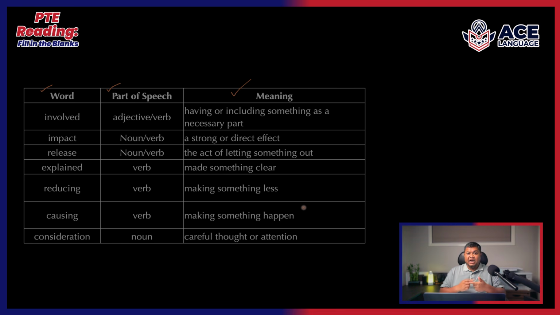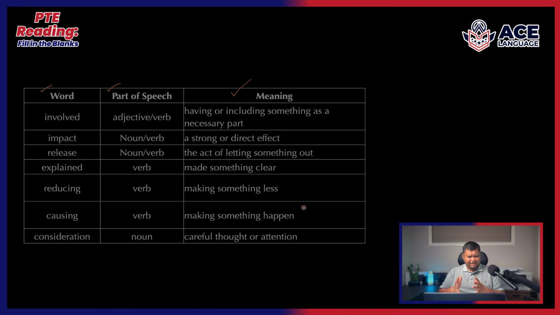So it's better if you keep practicing this way at home so that in the exam, you can do it faster, right? Now, obviously, involved means having or including something as a necessary part. Next one is impact, which can again be used as noun or verb. It can be a strong or direct effect on something. And then next one is release, again, noun or verb, the act of letting something out.